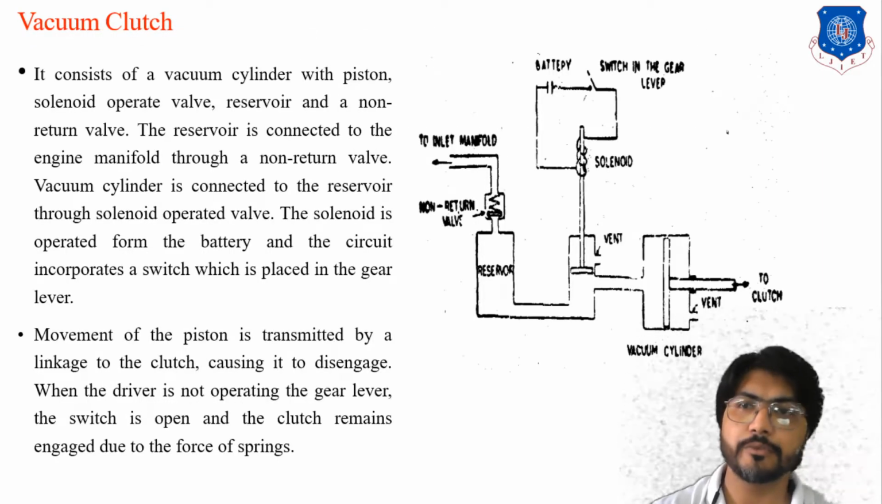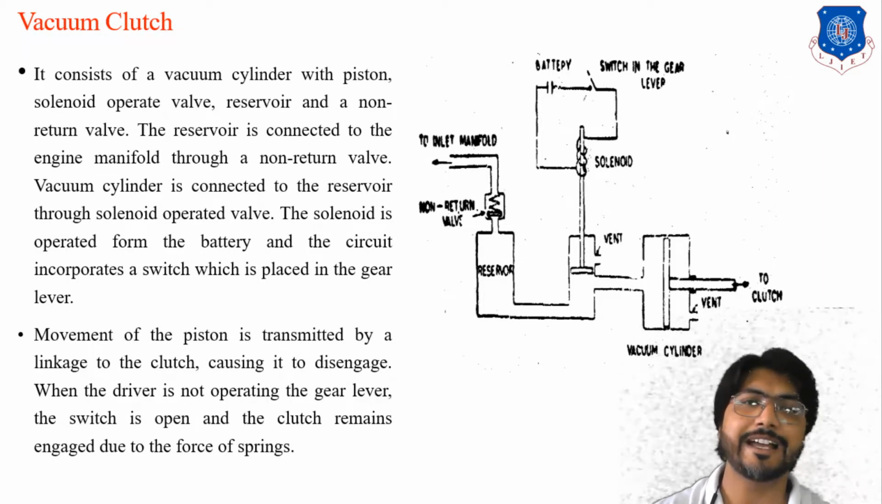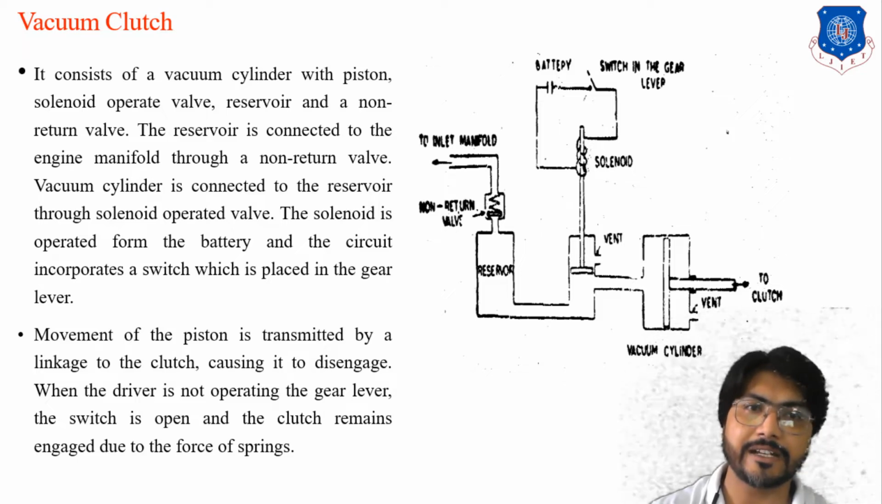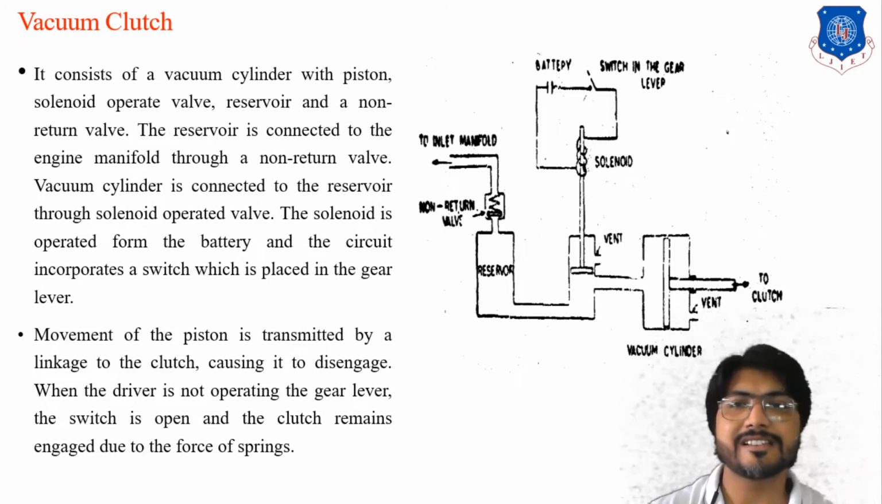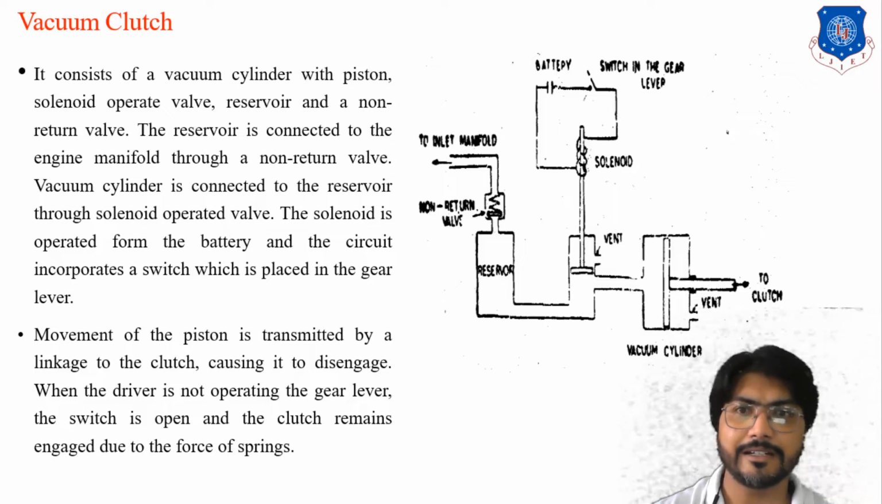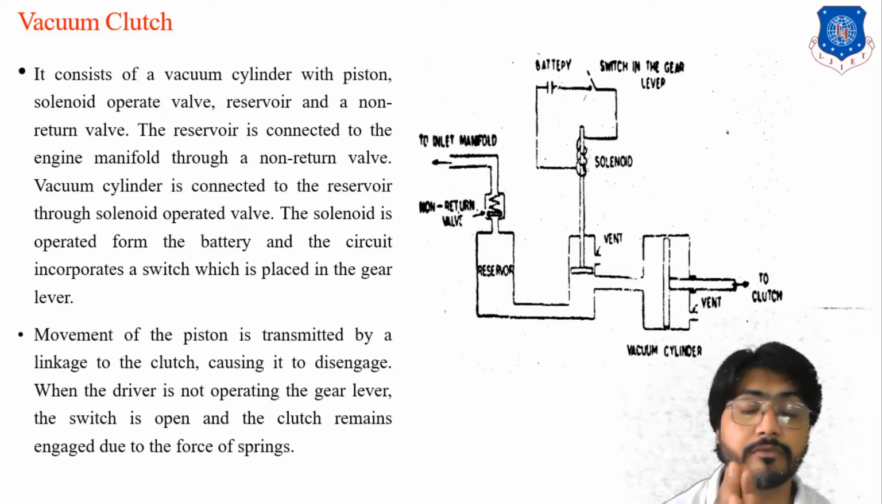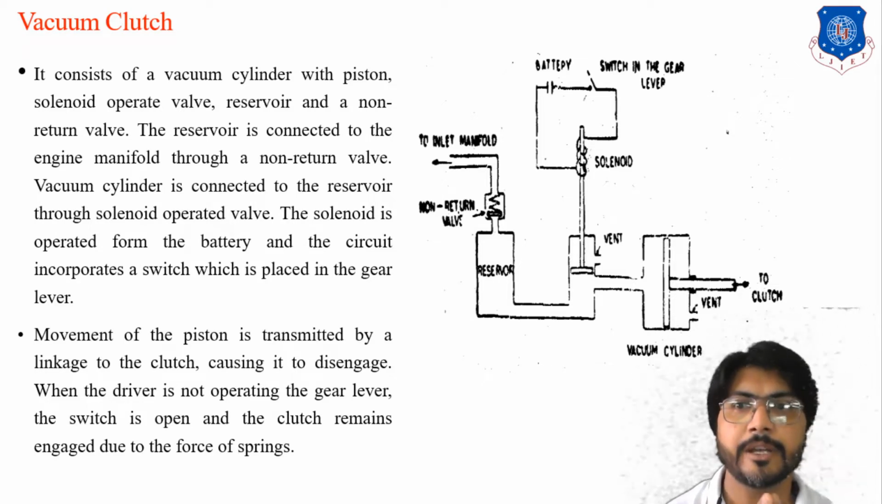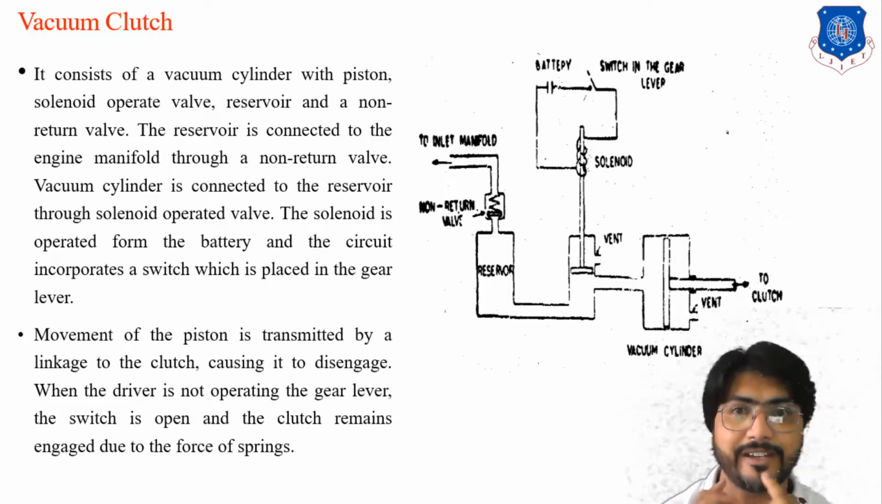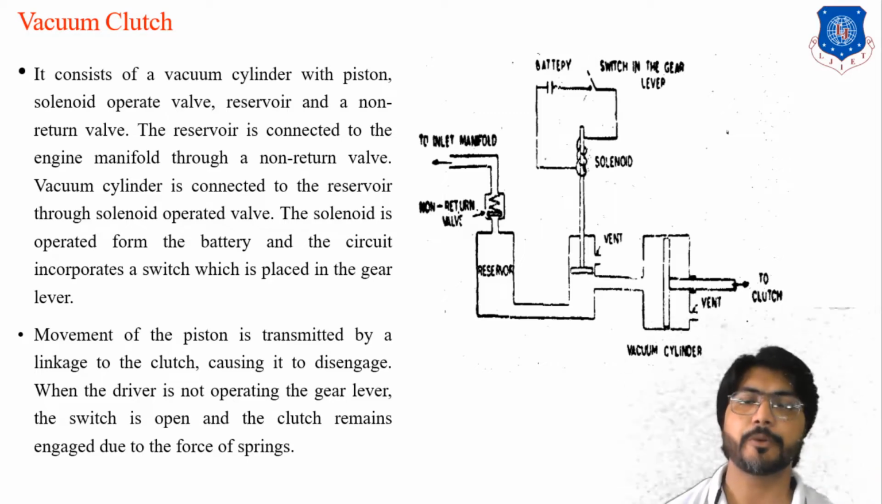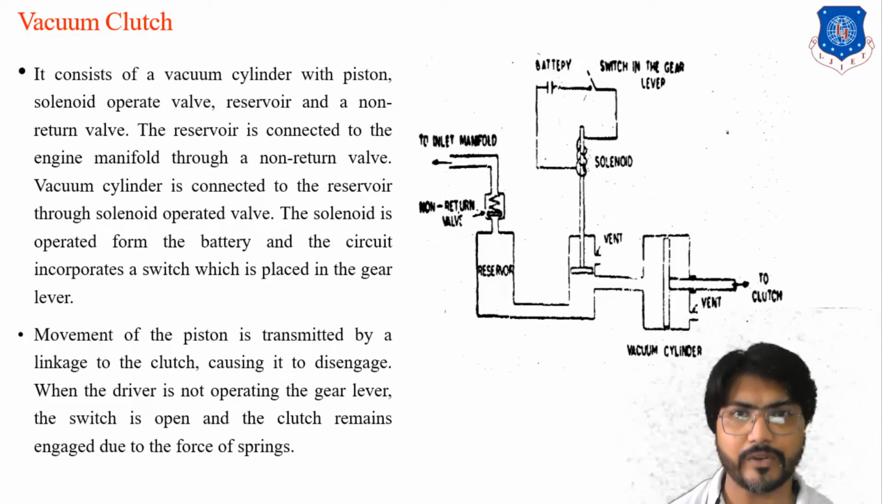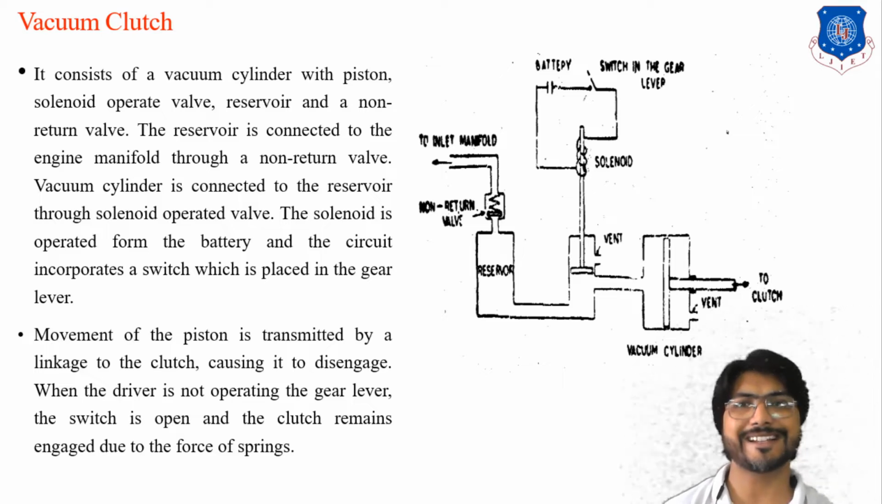Next is the vacuum clutch. With the help of vacuum, pressure is applied to the pedal. It consists of a vacuum cylinder with a piston, and one arrangement attached to the piston is connected to the clutch. The parts required are the vacuum cylinder, piston, solenoid operated valve, reservoir, and non-return valve. The reservoir is connected to the engine manifold through the non-return valve.